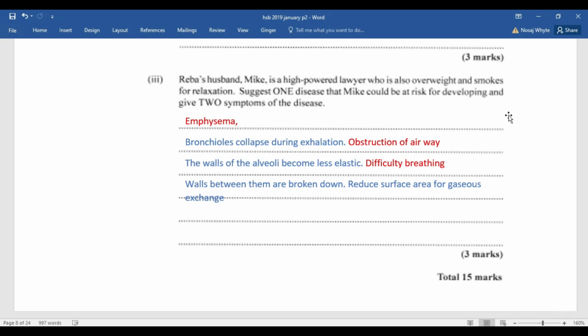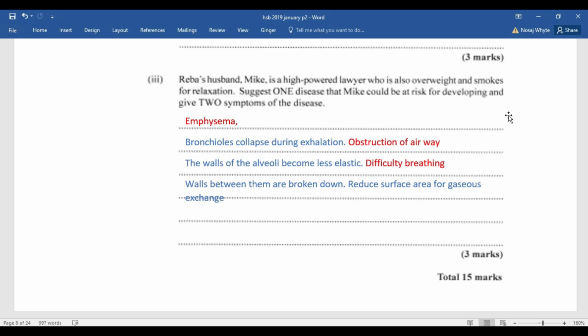Emphysema, that is one possibility that the lawyer could end up with. The lawyer's bronchioles could collapse during exhalation, so there is obstruction of the airway. Of course, there could be difficulty breathing. The walls of the alveoli become less elastic, and that is the reason for that. So the red here is the answer, and of course I provided some explanation through the blue writing.